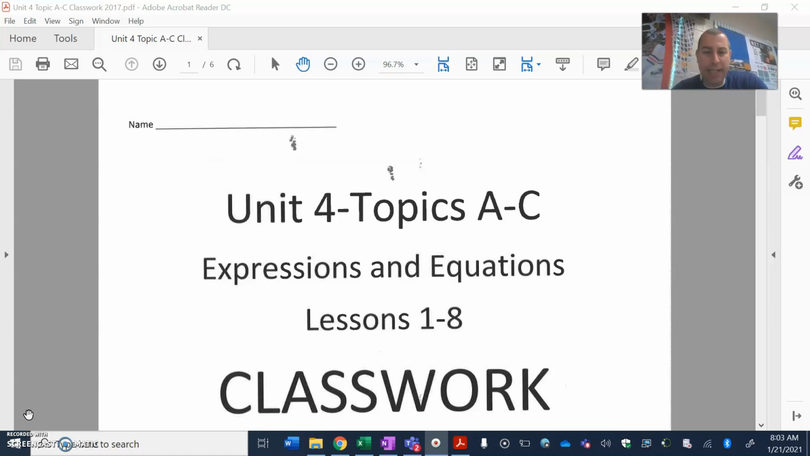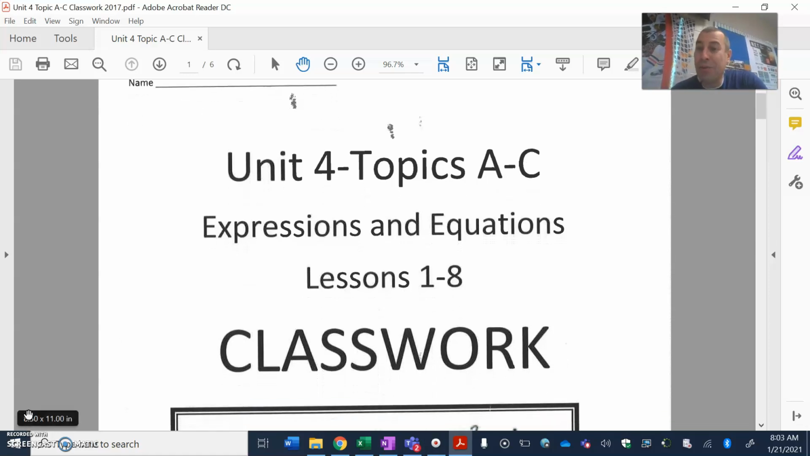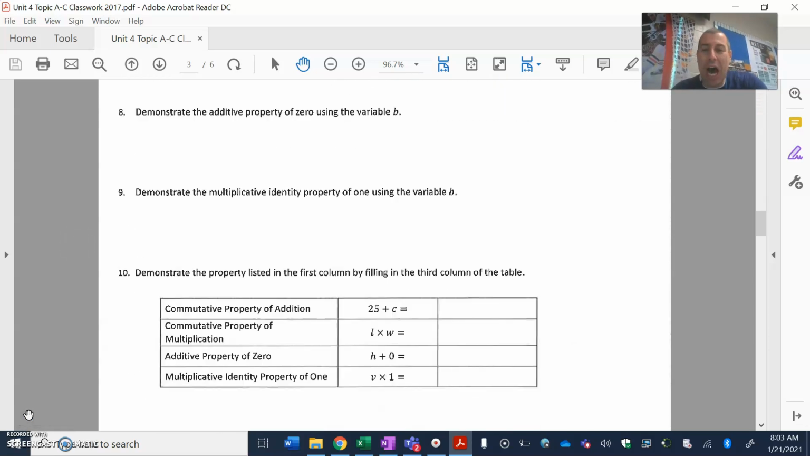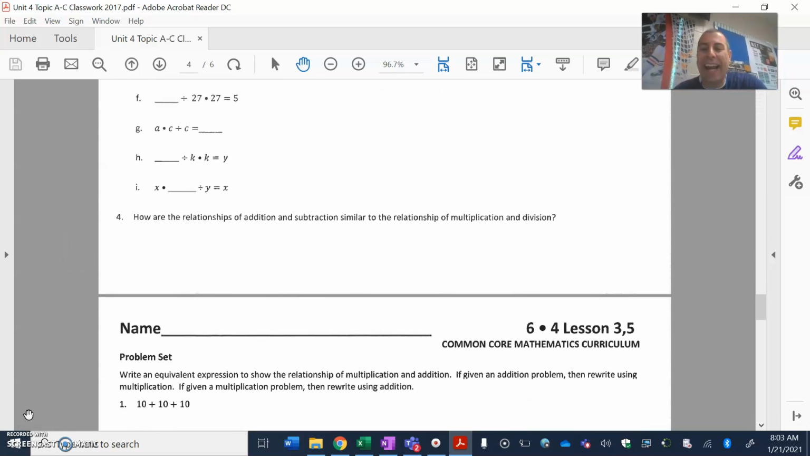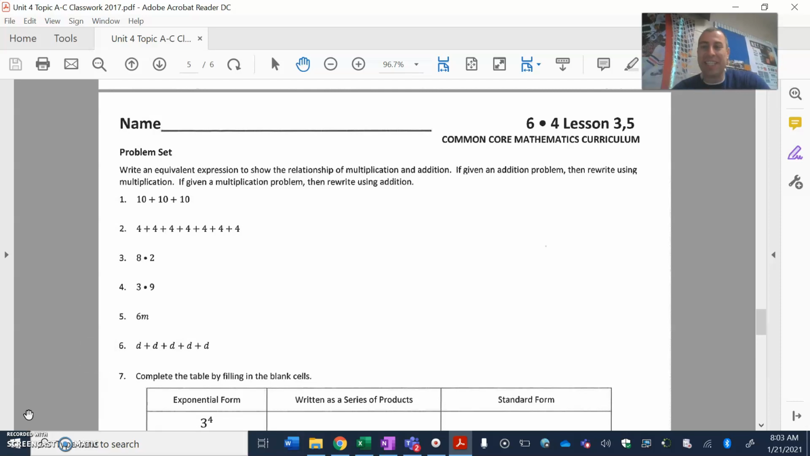All right, topics A through C, lessons 1 through 8. We're focusing in on lessons 3 and 5 today. Don't worry, I know where 4 is at. It's all under control. Okay, so the big thing that we are after here is we're talking exponents.